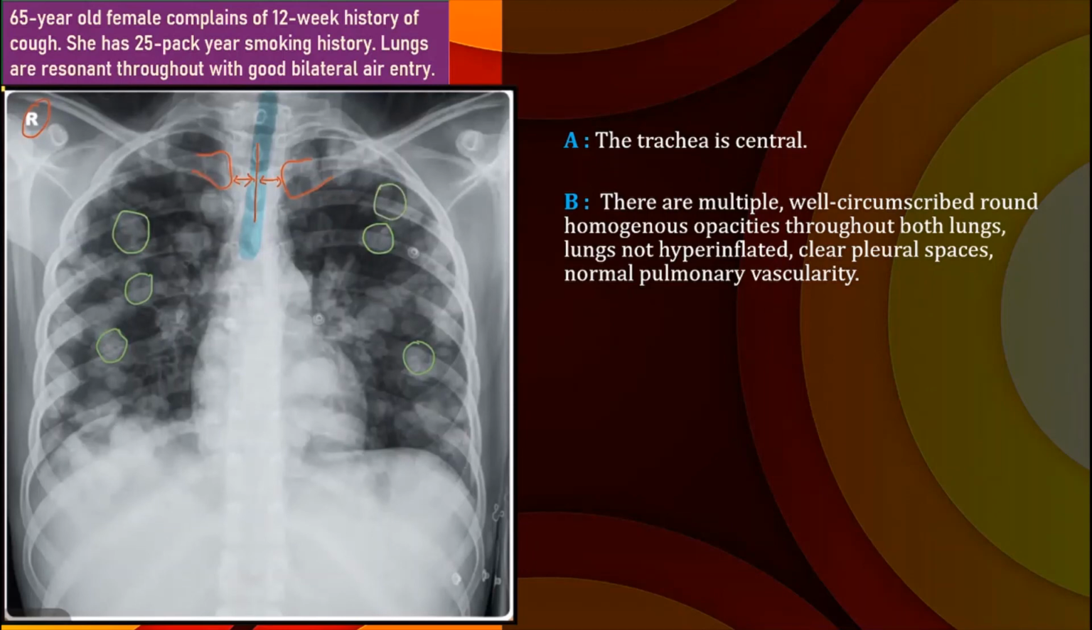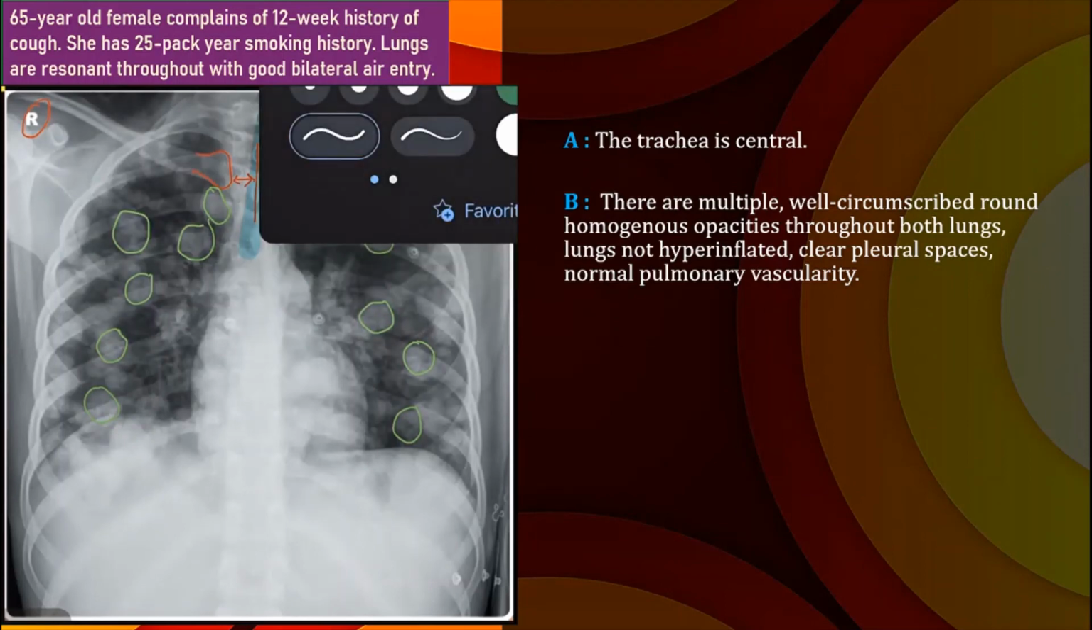So just now the second question was about heterogeneous, so this is homogeneous opacity, and they are present throughout both lungs as well. And you can see multiple here, so I'm just drawing out some of them. So many here, and these are very consistent with pulmonary metastases, so cancer basically. But other than that, the vascularity of the lung is normal, the pleural spaces are clear, and the lungs are not hyperinflated as well. Next is C, which is cardiac.